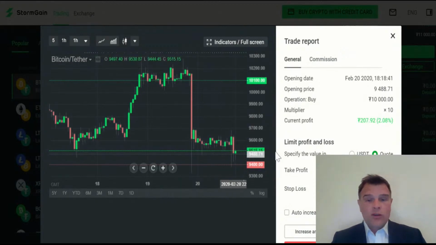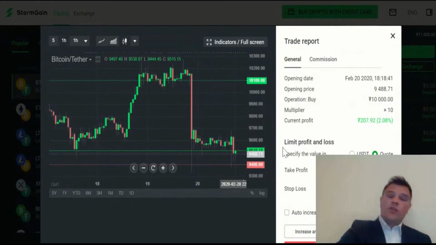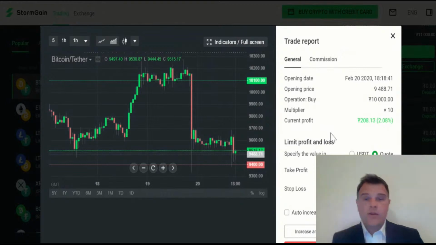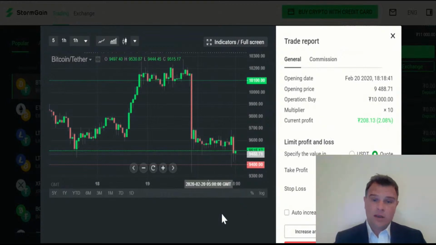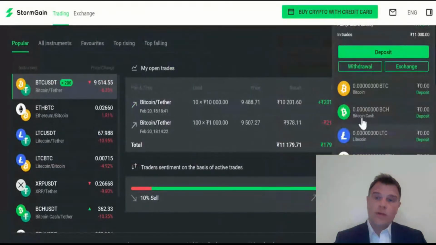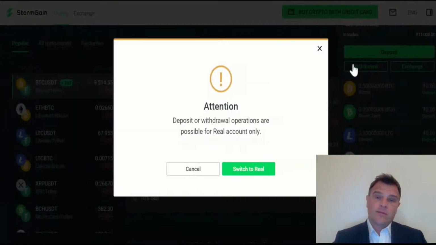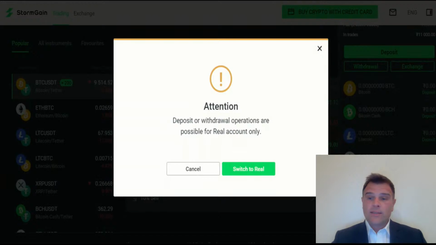When you come to withdraw, you can literally just click down here, go into your withdraw and hit withdraw. That's only for real accounts, but if you switch to a real account and withdraw, there's a 0.1 charge to get back to your bank account, as it goes via the Tether back into your account.